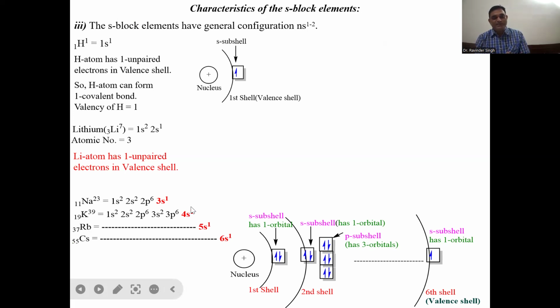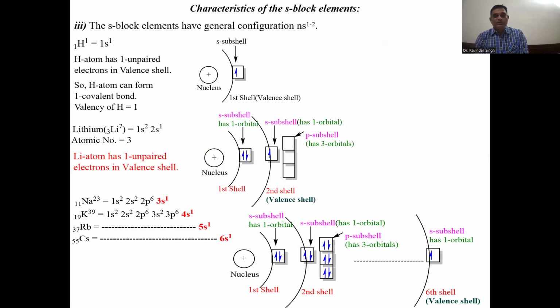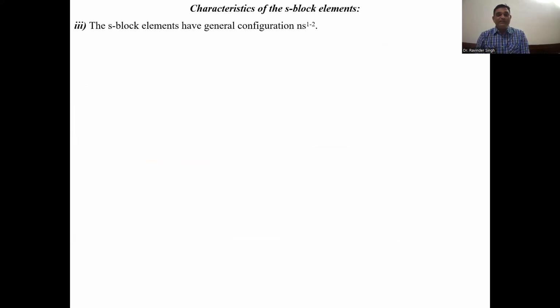Similarly, for rubidium and cesium, you just increase the number: 5s1 for rubidium and 6s1 for cesium. So that's about the configuration of the group 1 elements. Similarly, we can talk about the configuration of the group 2 elements.